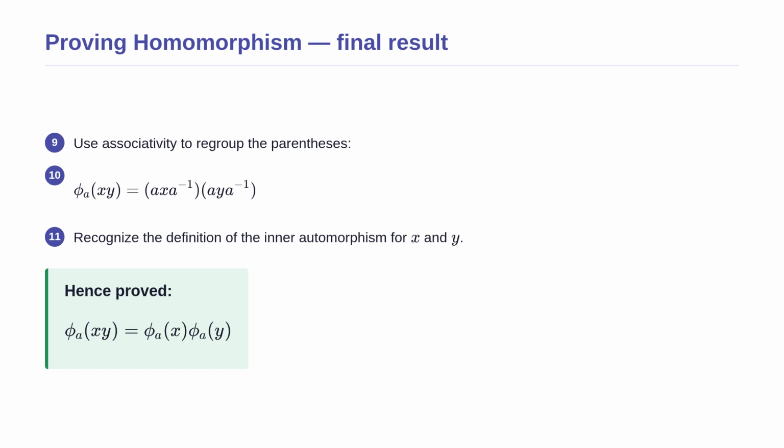We group the first 3 terms together and the last 3 terms together. Suddenly, 2 familiar patterns emerge from the long string of variables. The first grouped part is exactly the definition of our function applied to x. The second grouped part is exactly the definition applied to y. This gives the final result: phi A of xy equals phi A of x times phi A of y. We have successfully proven that the mapping is a valid homomorphism.